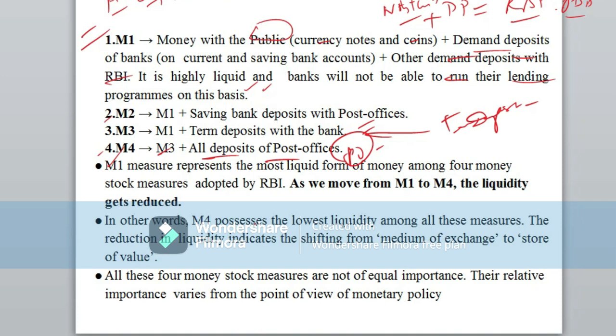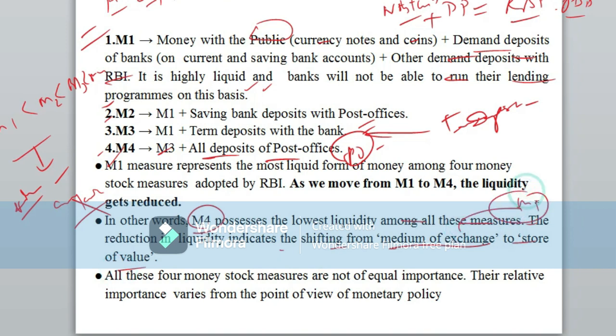So liquidity gets reduced as we go ahead from M1 to M4. As we move from M3 to M4, the liquidity reduces, that is, the currency circulation will reduce. Now M4 possesses the lowest liquidity among all these measures. The reduction in liquidity includes shifts from the medium of exchange to store of value. So the medium of exchange that used to be in M1 will now change into store of value, storage money.